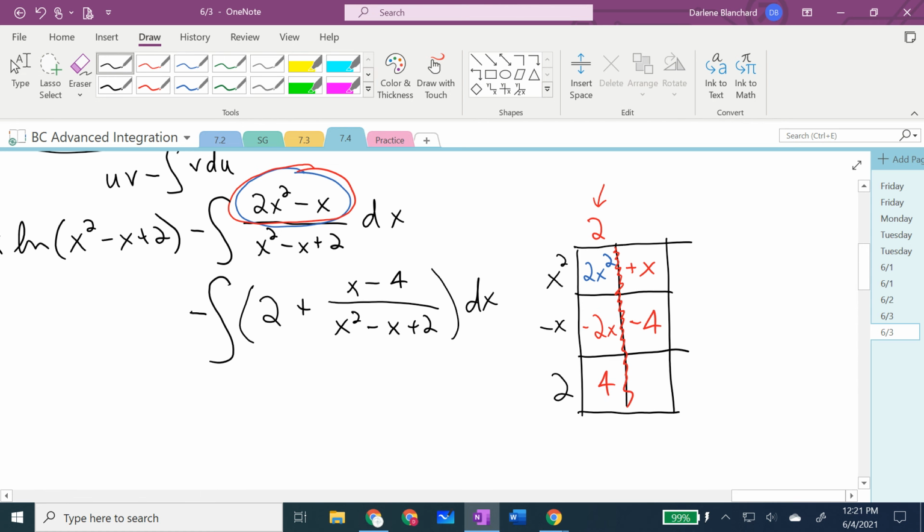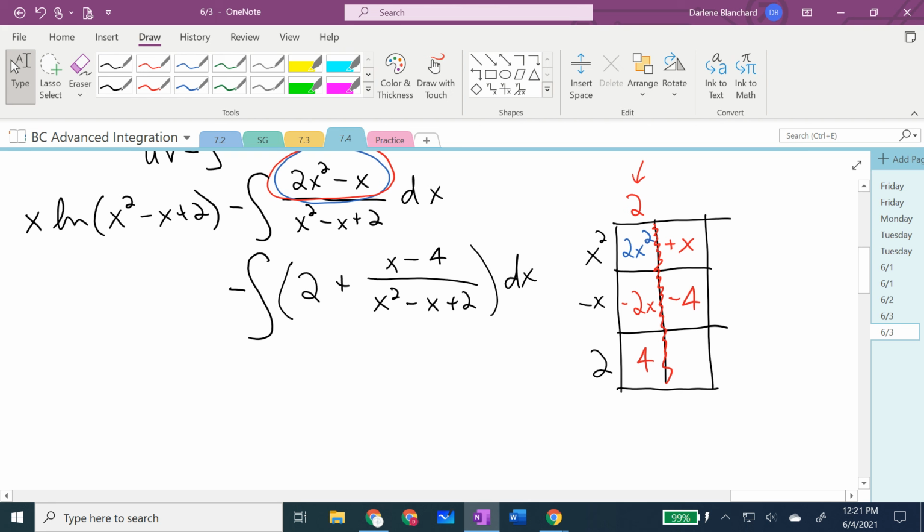I'm ready to integrate the 2. Then I look at the polynomial over polynomial. It's now less degree than the denominator. Can I factor the denominator?